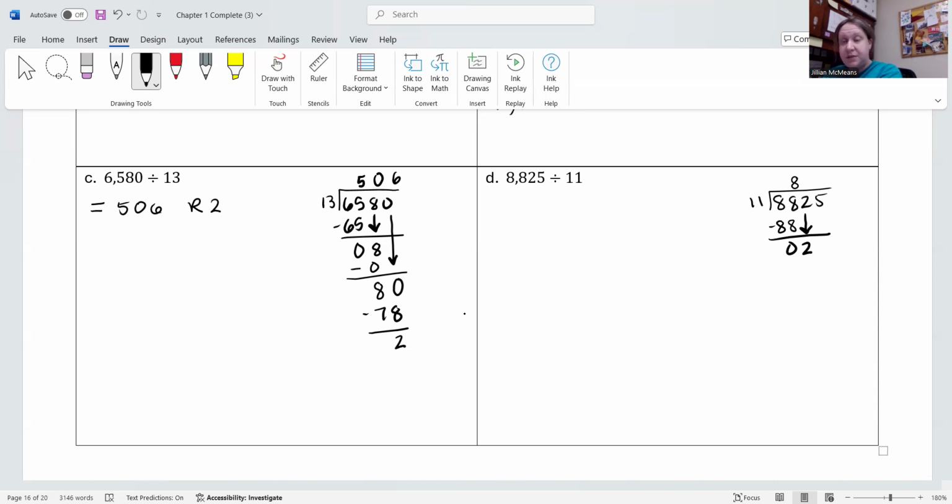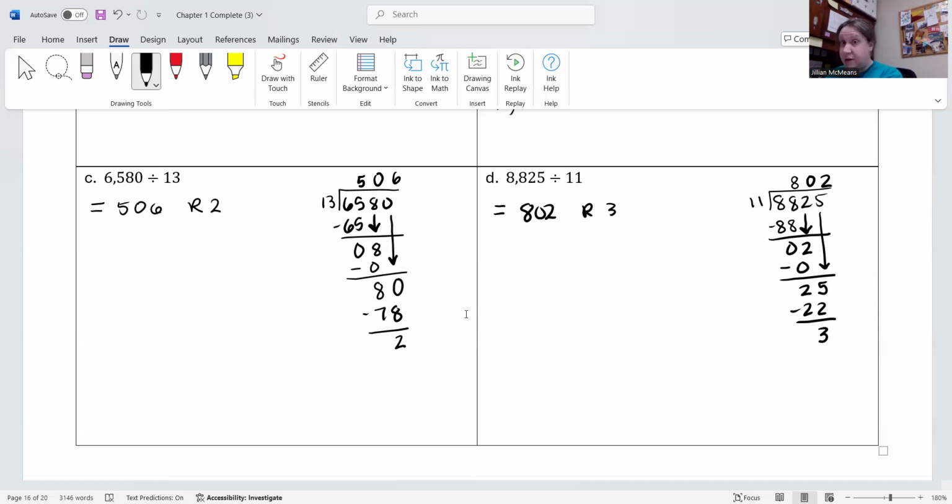Now, once you drop something down, remember, you have to do a full cycle, so you have to put something in the quotient. And it just so happens 11 won't go into 2. It goes in 0 times. So 0 times 11 is 0. I subtract, I get a 2. I drop down the next digit in line, which is a 5. Well, 11 will go into 25 twice. 2 times 11 is 22 with 3 left over. So we would say here the quotient is 802 with a remainder of 3.